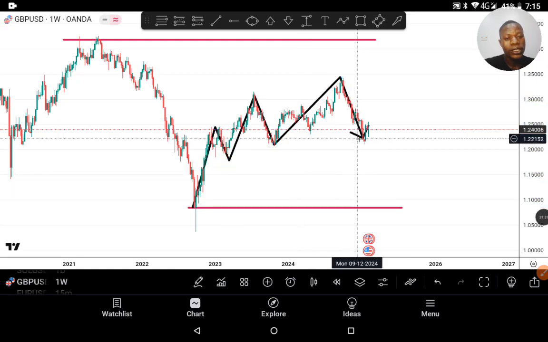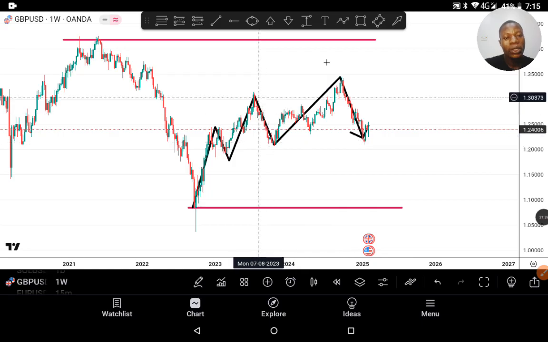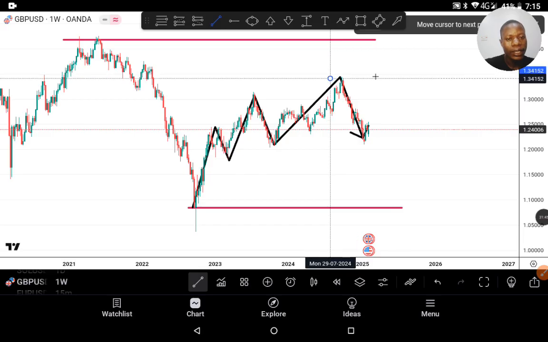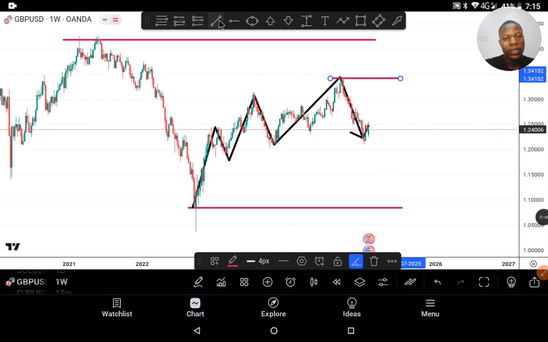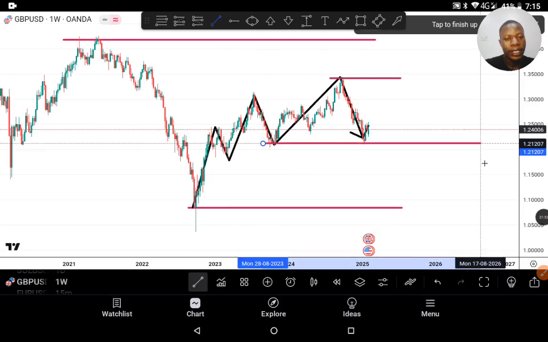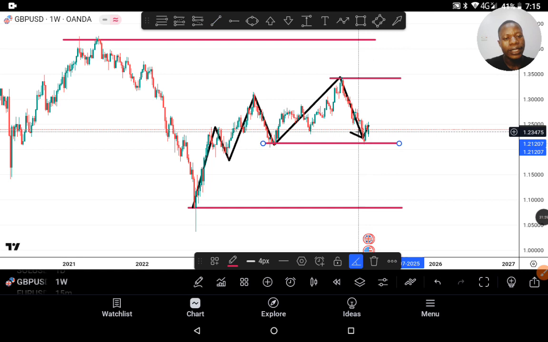So all these swing highs and swing lows, you can also mark them out. So let me just mark the last swing high, which is this, and the previous swing low, because I'm waiting for this to complete its action for me to know if it is going to break this previous low.